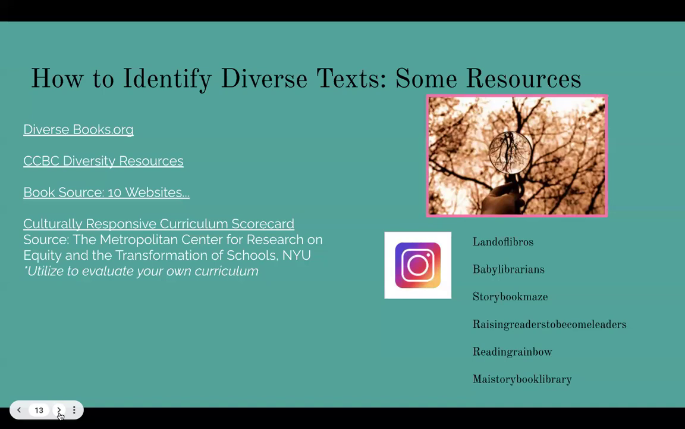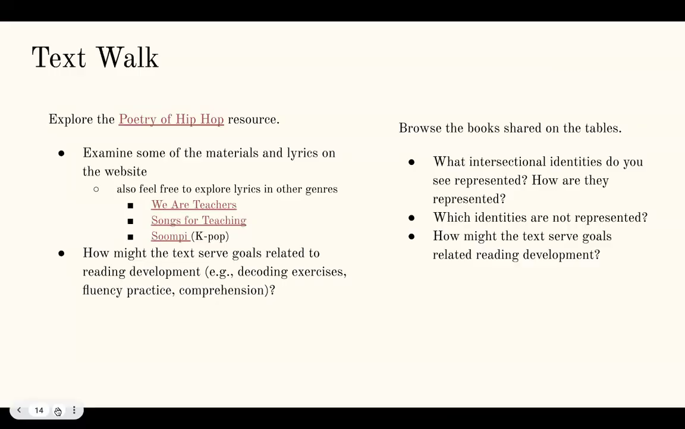I have also some additional sources that can serve to inform our thinking and analysis of curricular materials and their representations. One note here is the Culturally Responsive Curriculum Scorecard, which comes out of NYU. That's a tool that folks can use to critically evaluate the curriculum in their schools. I also invite you, as an independent exercise, to engage in a text walk, exploring some of the following websites and then also laying out some of the books in your classroom library and thinking about some of the following, such as what intersectional identities are you seeing represented? How are they represented? And how might they serve goals related to reading development?